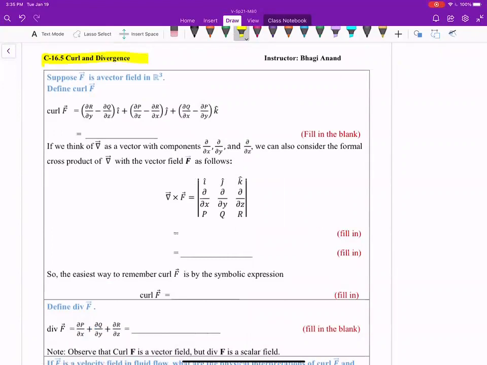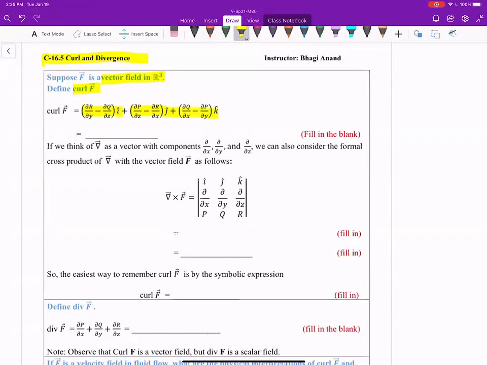Suppose F is a vector field in R3, define curl F. Curl F is given by the partial derivative of R with respect to Y minus the partial derivative of Q with respect to Z, i, plus the partial derivative of P with respect to Z minus the partial derivative of R with respect to X, j, plus the partial derivative of Q with respect to X minus the partial derivative of P with respect to Y, k.